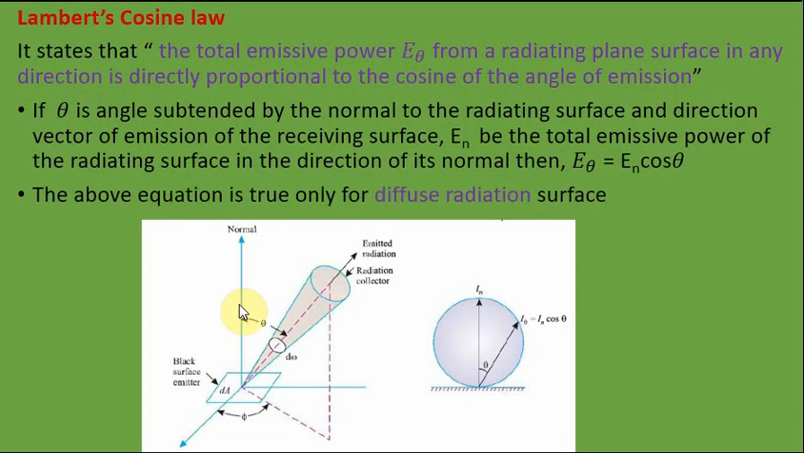And this relation is valid only for the diffuse radiation case. What is diffuse radiation? If the radiation is emitted uniformly in all directions, it is called diffuse radiation. That means a black body usually emits radiation in all directions uniformly, so it is valid for black bodies.